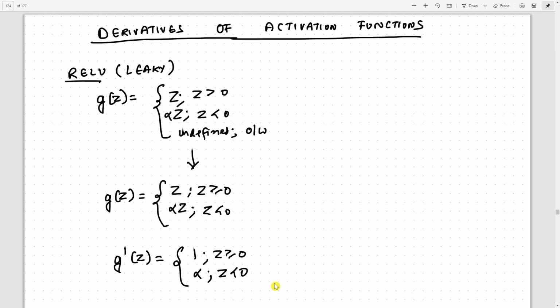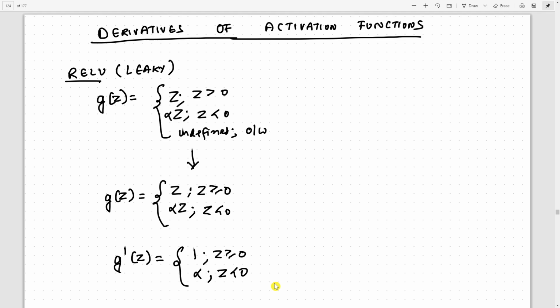Now I would request you to take a moment in your notebook and try to compute the gradient with respect to the sigmoid and the tanh activation functions. You may pause the video, go back to the previous video or your notes and revise the formula, and then try and compute the gradient with respect to these.